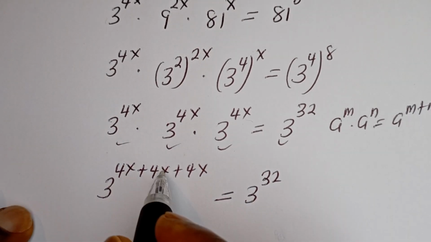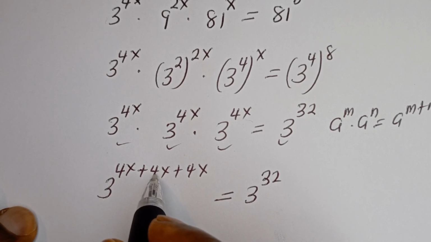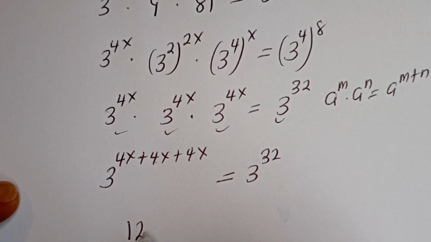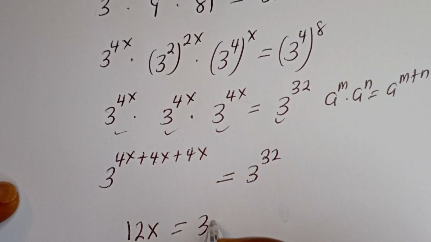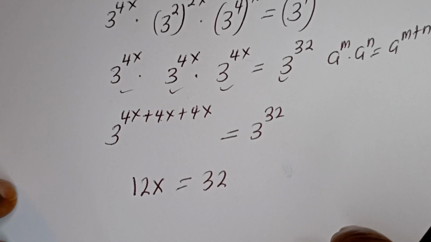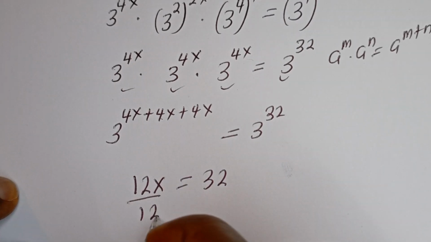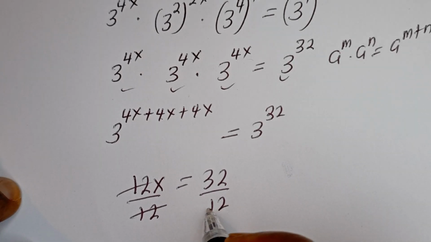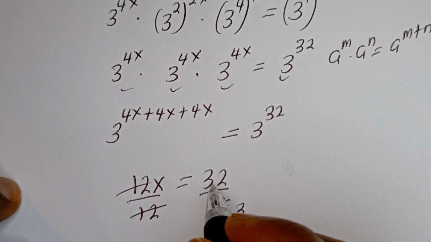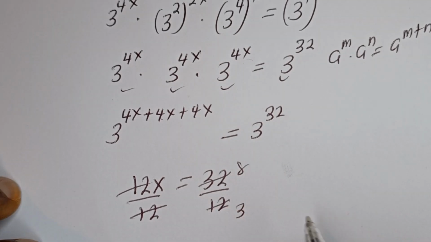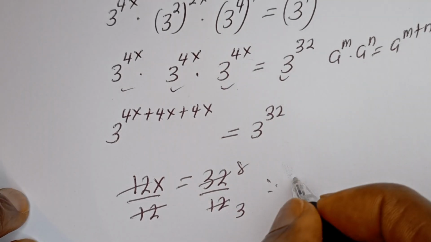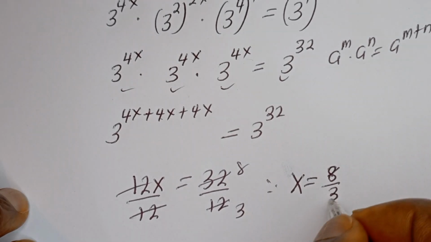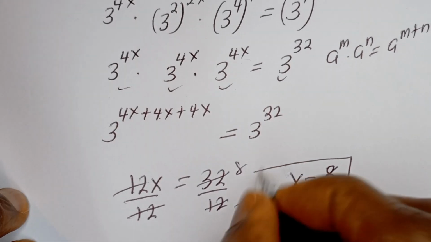So here is 4x plus 4x, that is 8x, plus 4x, 12x. So we have 12x is equal to 32. Now let's divide both sides by 12. This will cancel this: 4 here, 3, then 4 here, 8. Therefore, x is equal to 8 over 3. And this is the final answer.